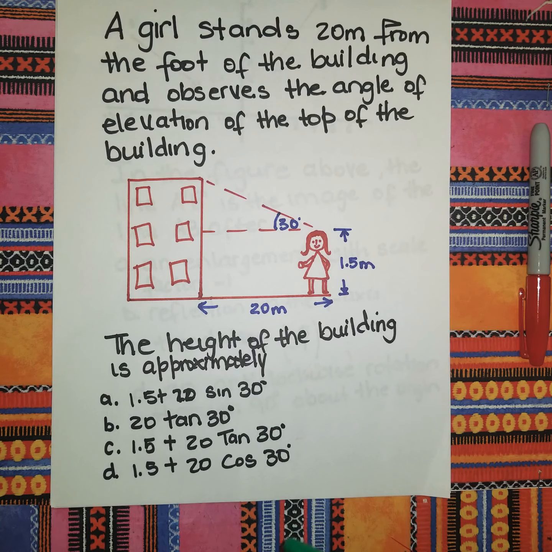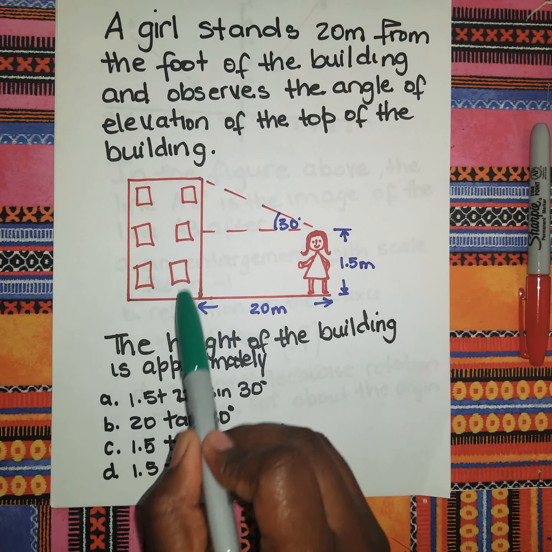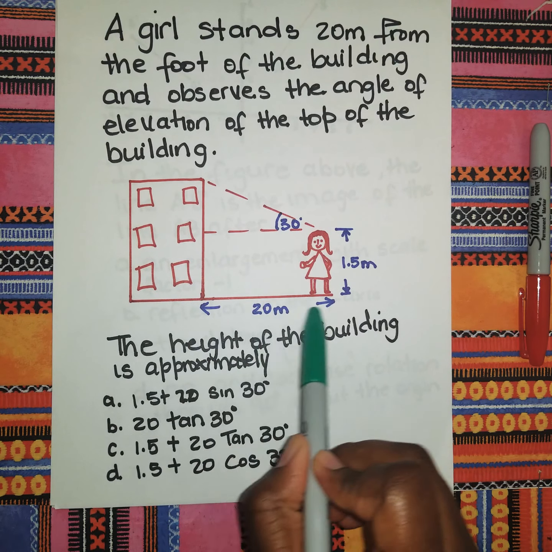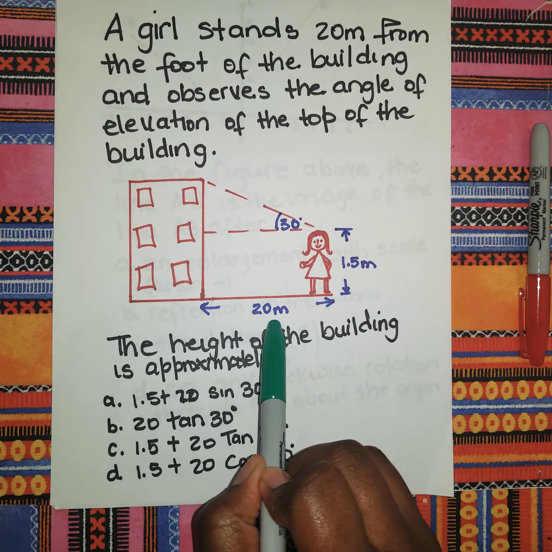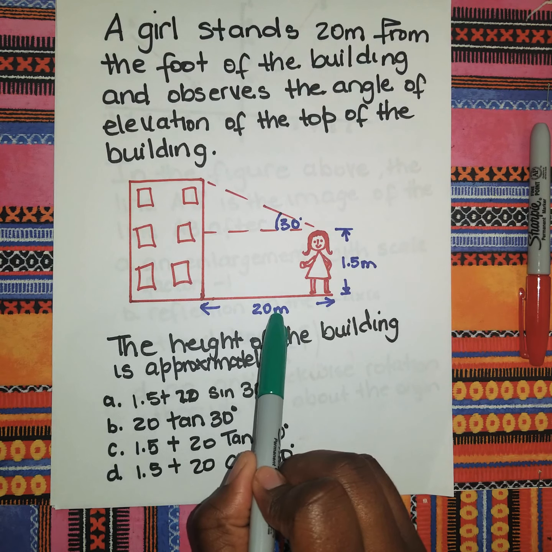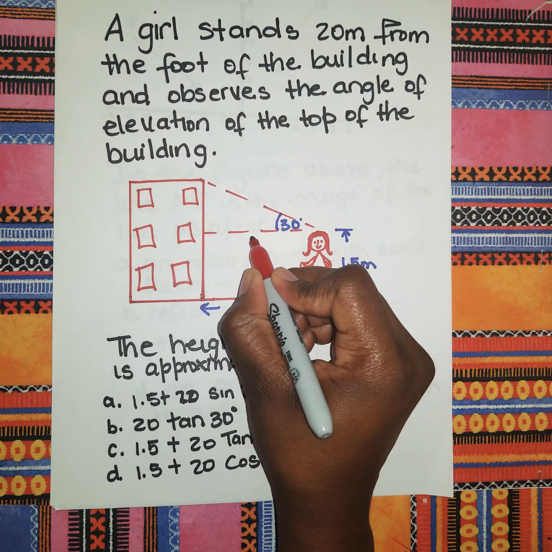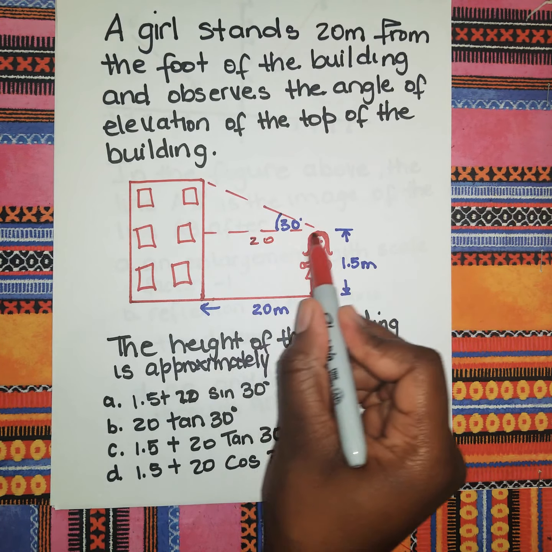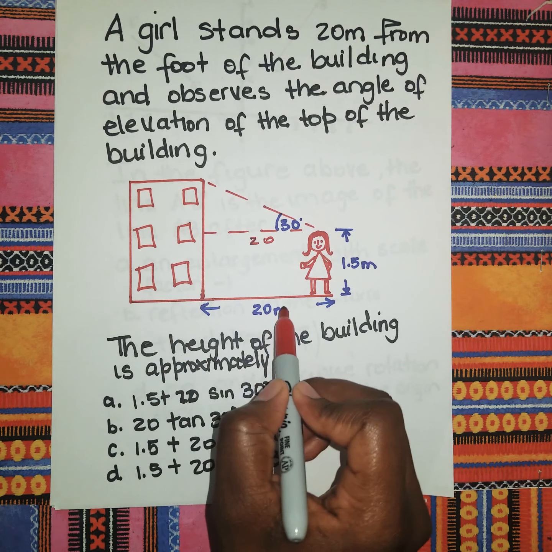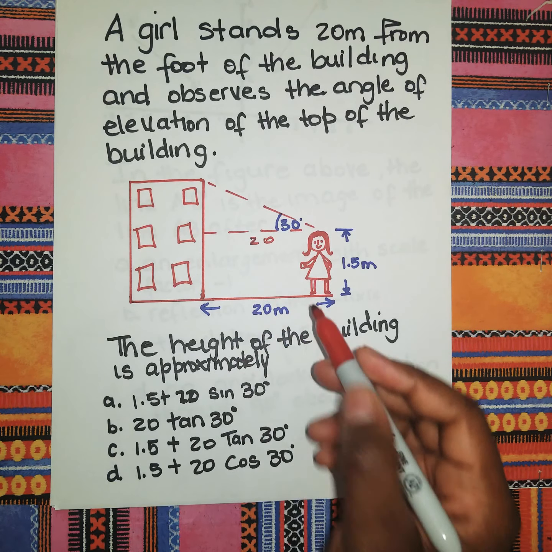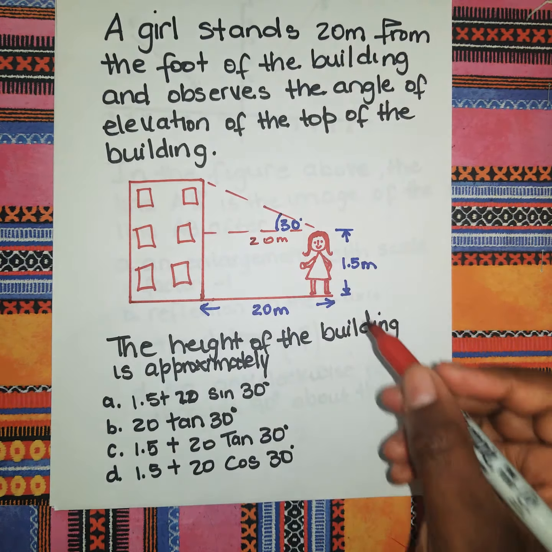You know my drawing is not perfect, but the girl is here, the building is here. The distance from the girl to the building is 20 meters. And so we know that from this is 20, up here is also 20. Because basically this forms a rectangle, and parallel sides we know are equal. So that's 20.